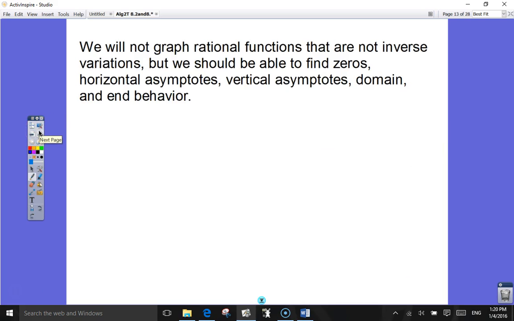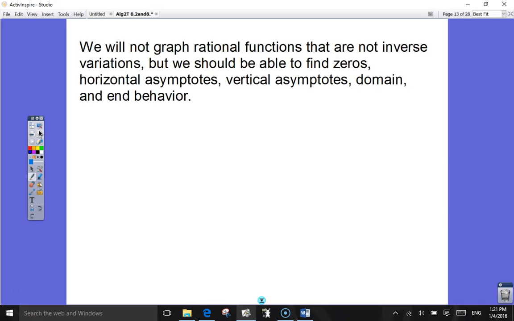So now we're going to move on to not graphing the other rational functions, but just understanding what we can understand about them. And the things that we should be able to determine about the equation of a rational function are: we should be able to find the zeros. By zeros, I mean where it crosses the x-axis. We should be able to tell where the horizontal and vertical asymptotes are. We should be able to tell the domain, because the domain and the vertical asymptotes kind of go together. And the end behavior. Do you remember when we did end behavior before?